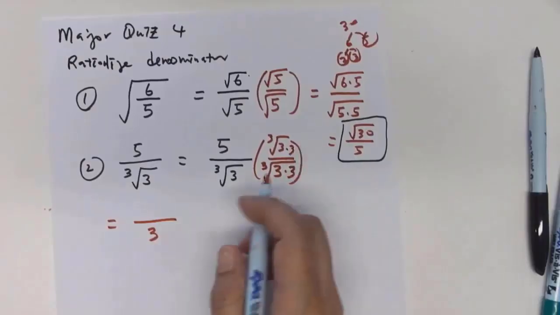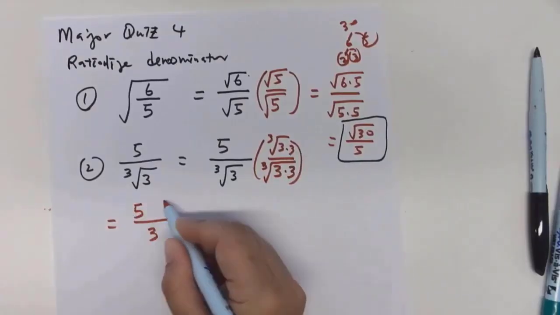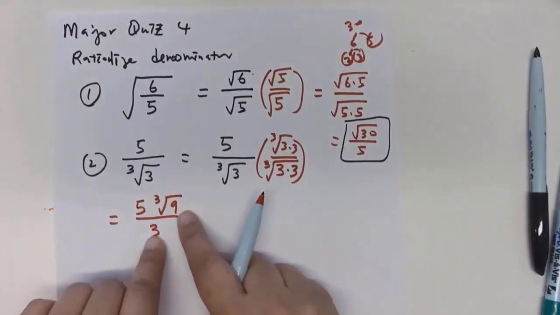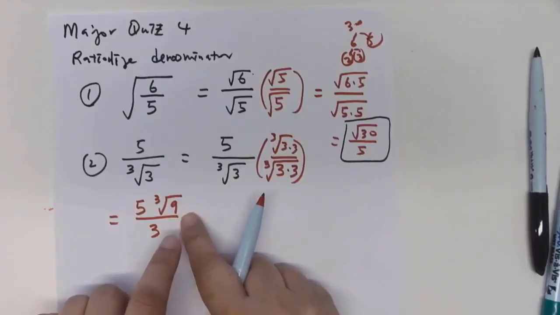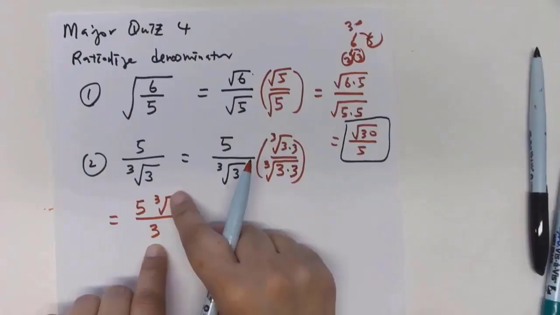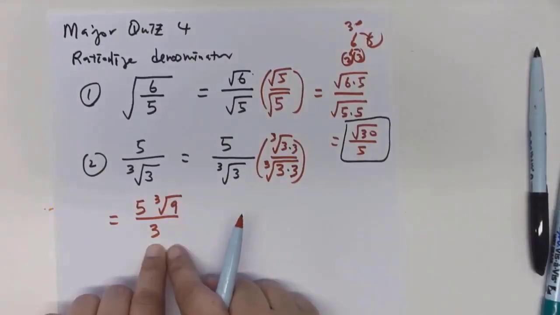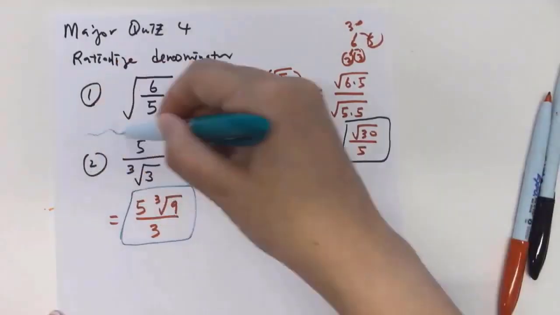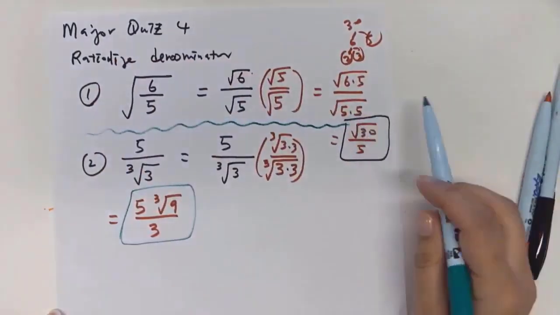On top you have 5 cube root of 9, like that. Can I reduce this? No. Think really hard. Can I reduce it? Why not? That one is under the root, this one is not, right? So be extra careful. Are we okay with these two questions? They're relatively short, but you do need to remember how to do it.